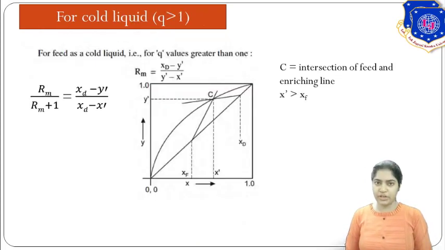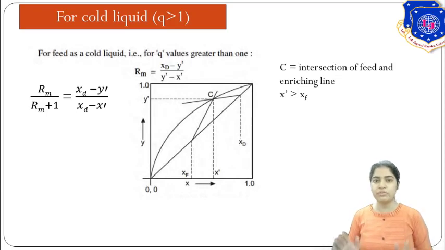Now similarly for cold liquid, what is your q value? It is greater than 1. Again, see the point of intersection here. C is the point of intersection between the operating line of the enriching section and the feed line. You can see your feed line slope is positive. Now what is the slope of the enriching section? Rm upon Rm plus 1 at minimum reflux ratio. So the slope is again, you can see the coordinates: xd minus y dash, that is the change in y coordinates, upon xd minus x dash. So simple, from that the Rm value is xd minus y dash upon y dash minus x dash.